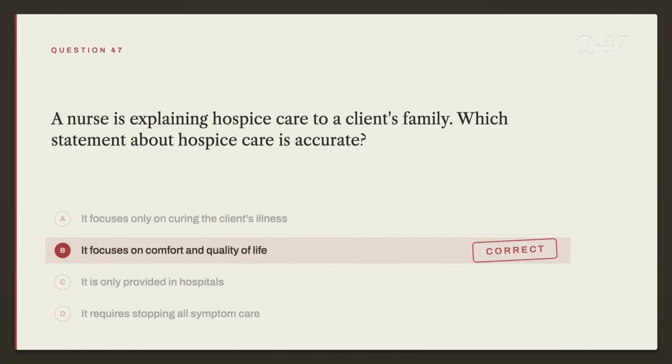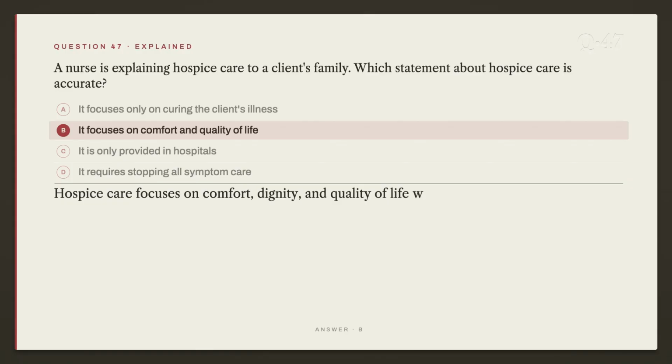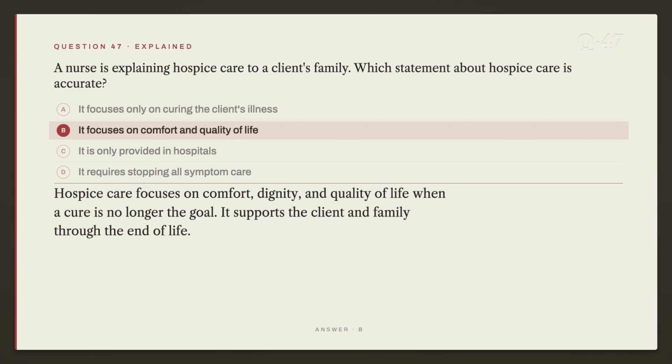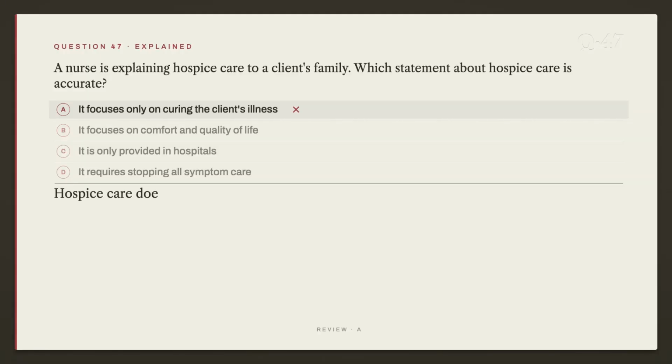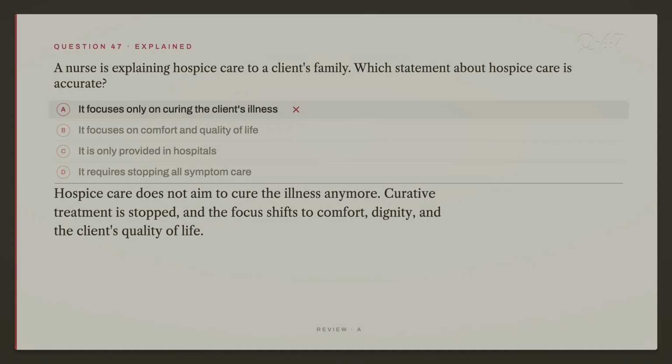The correct answer is B. It focuses on comfort and quality of life. B is correct because hospice care focuses on comfort, dignity, and quality of life when a cure is no longer the goal. It supports the client and family through the end of life. A is wrong because hospice care does not aim to cure the illness anymore. Curative treatment is stopped, and the focus shifts to comfort, dignity, and the client's quality of life.